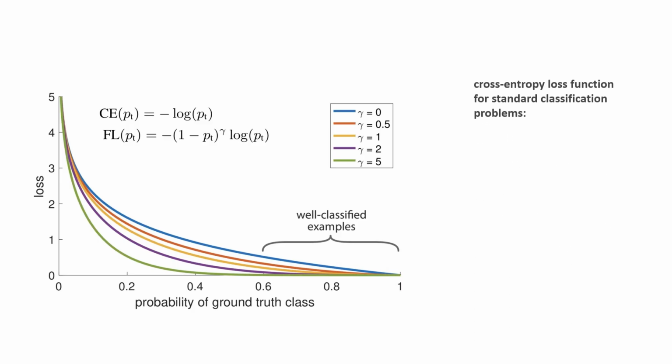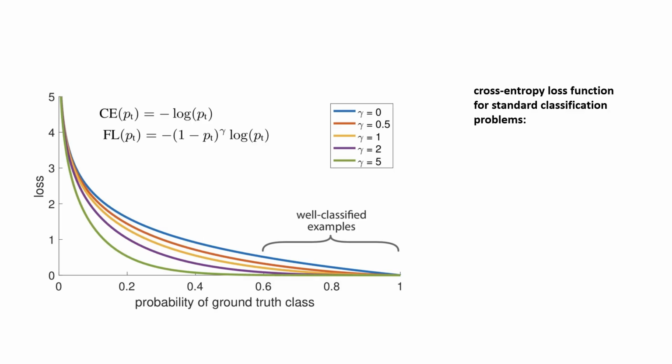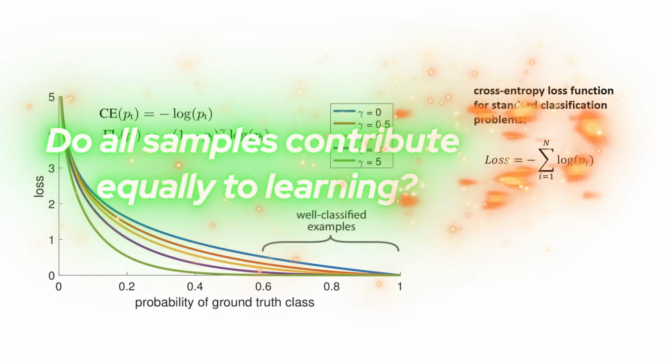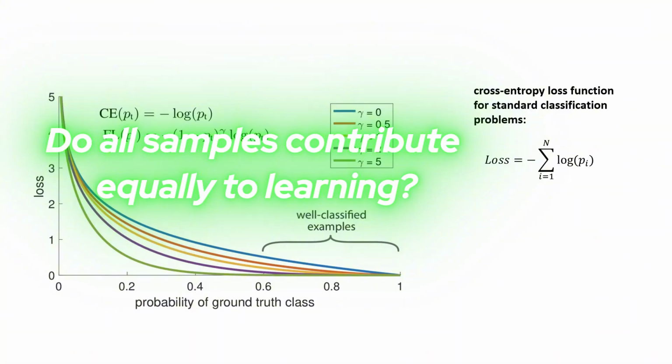In a standard classification problem, we use cross-entropy loss, which is defined as, here, Pi is the predicted probability for the correct class of sample i, and we sum over all training samples. During training, we try to minimize this loss using gradient descent. Each sample contributes to the total loss and, more importantly, to the gradient, which updates the model. So naturally, a key question is, do all samples contribute equally to learning?